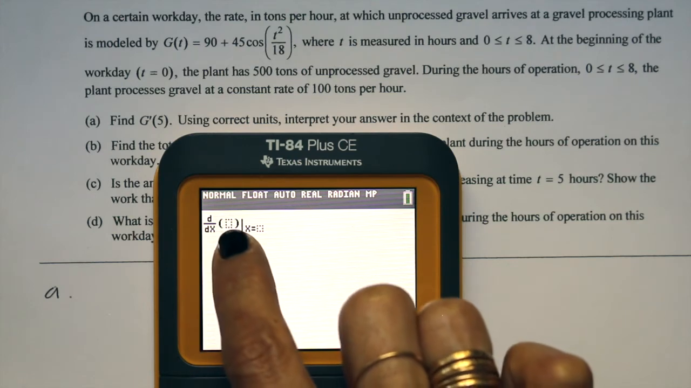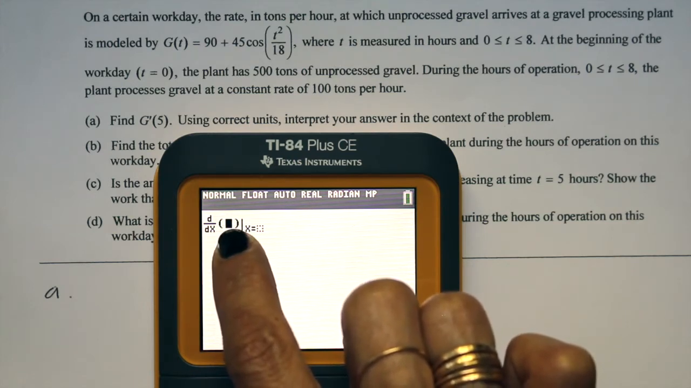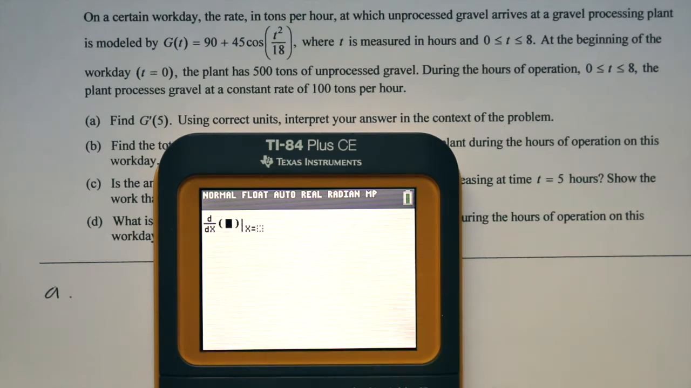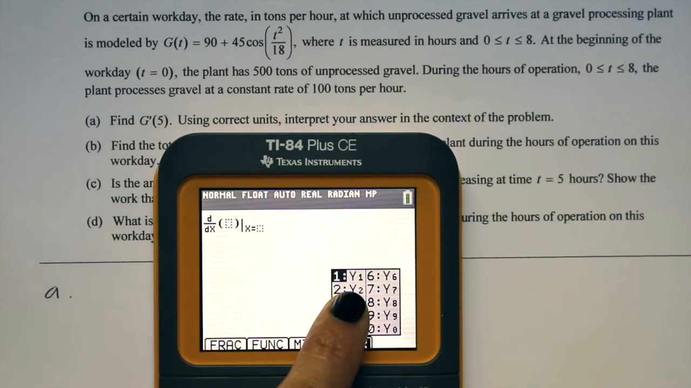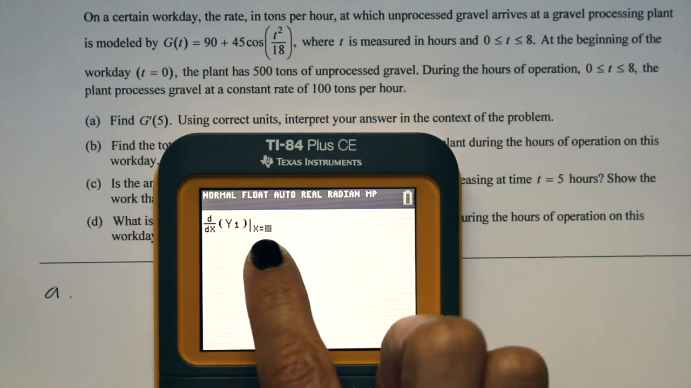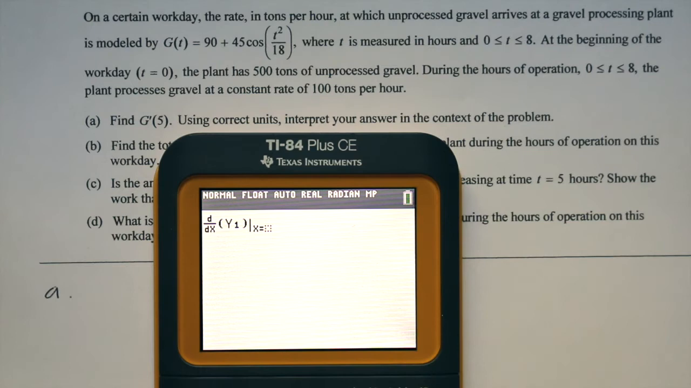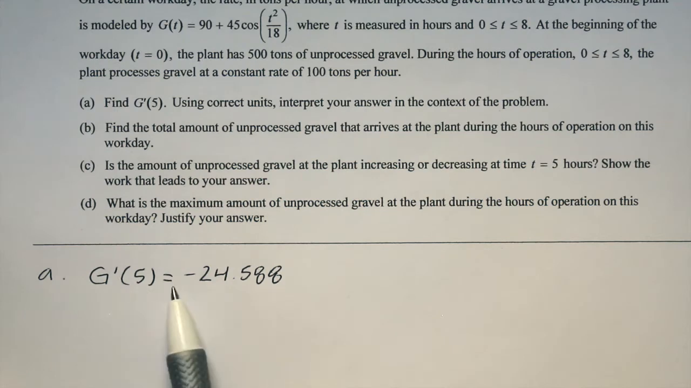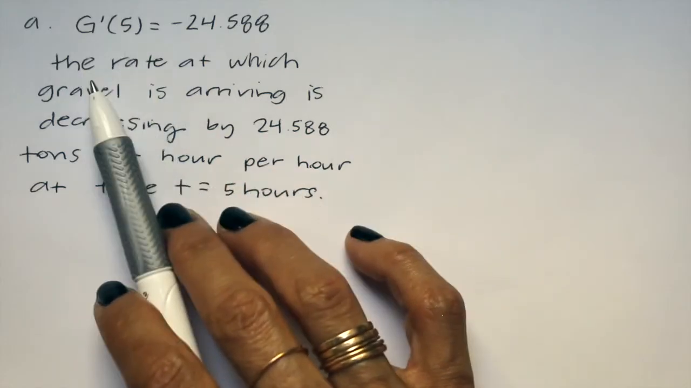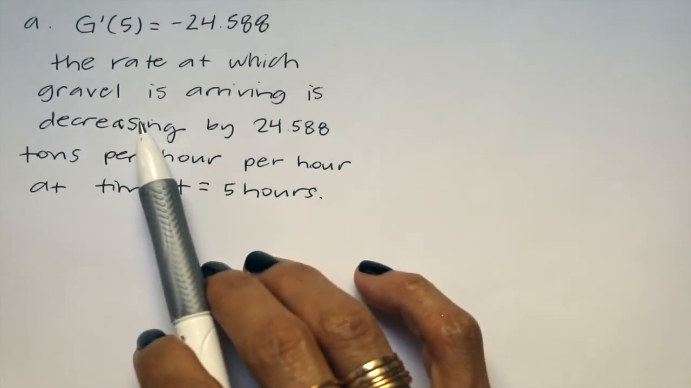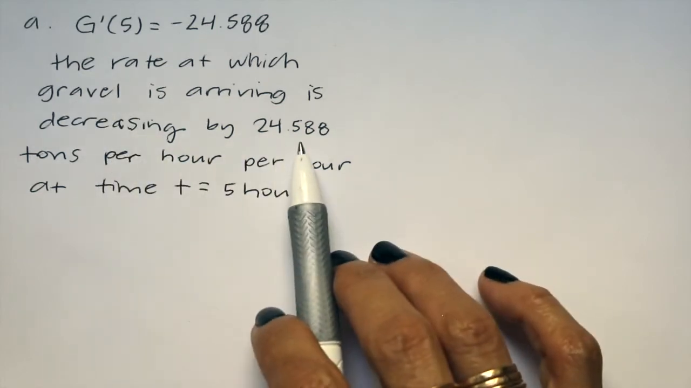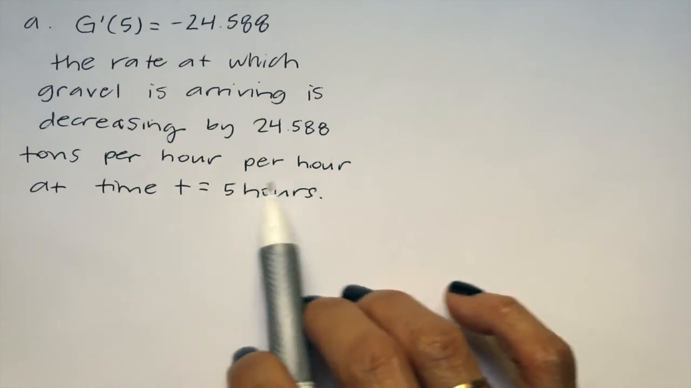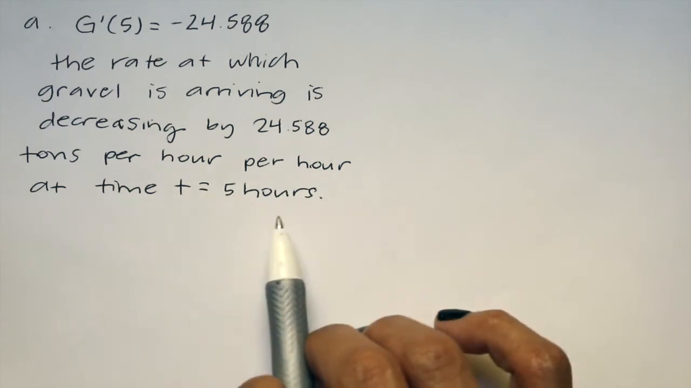So you're going to type x, and then right here, our g is our y1, so let's call up y1. I'm going to go alpha trace, and right here is y1, and we're evaluating it at 5. So go ahead and plug in 5. So you get negative 24.588. G prime of 5 equals negative 24.588. So g prime of 5 represents the rate at which gravel is arriving is decreasing by 24.588 tons per hour at the time that t equals 5 hours.